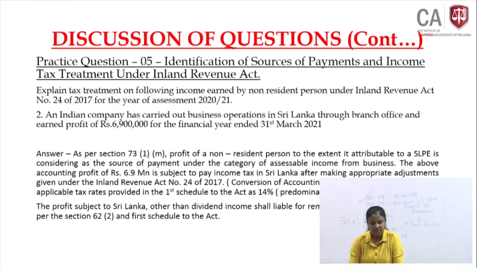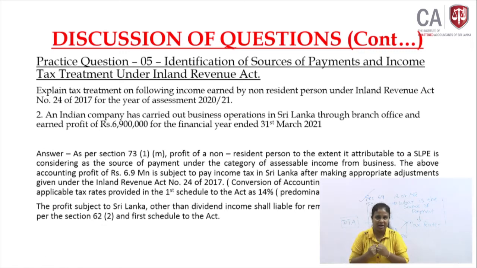Clear? Are there only two tax rates, the income tax rate may be 14%, maybe 28%, on the business income or taxable income of this branch office? No, other than that there is a remittance tax. The profit subject to Sri Lanka other than dividend income, can you remember, in the remitted profit, dividend income is excluded. Dividend income received by a resident person is excluded. Then it is liable to remittance tax at the rate of 14% as per section 62(2) of the first schedule to the Act.